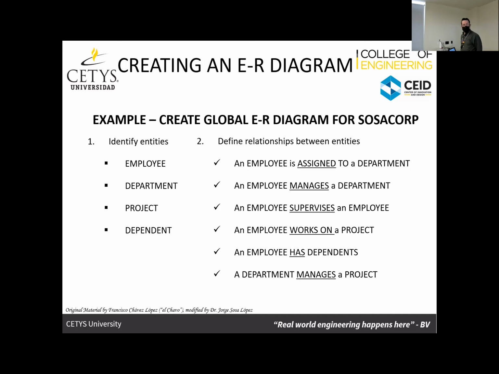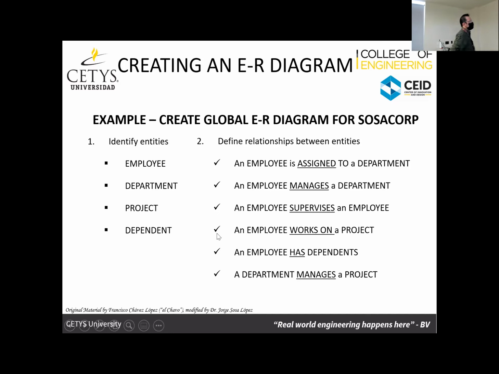And so we had gotten up to this point. We had identified 4 entities: employee, department, project, and dependent, and we had identified the relationships. We'd already gotten to that part. An employee is assigned to a department, an employee manages a department, an employee supervises another employee, an employee works on a project, has dependents, and a department can manage a project. Those were the relationships that we established. We had already gotten to that part.